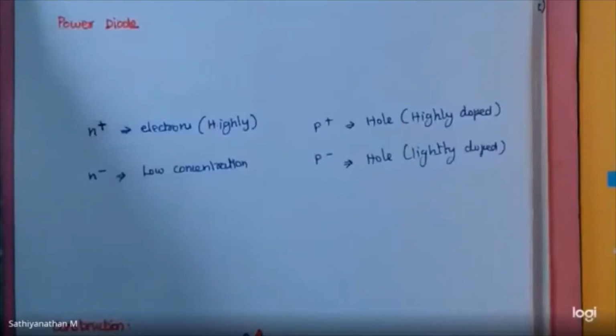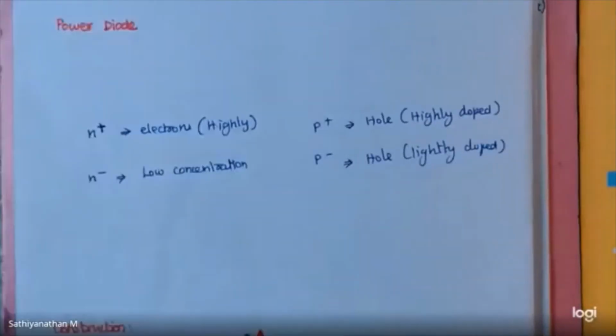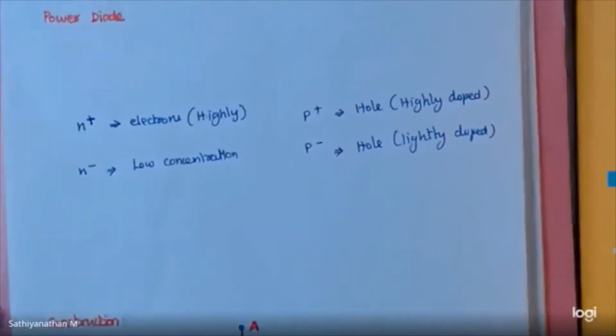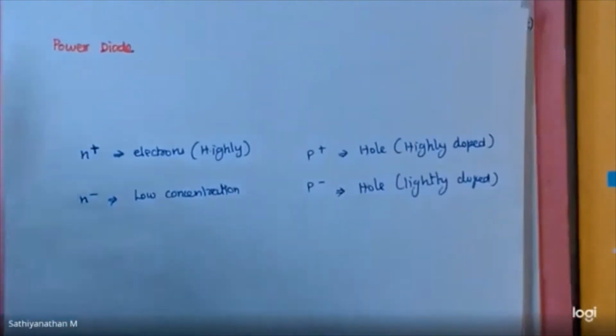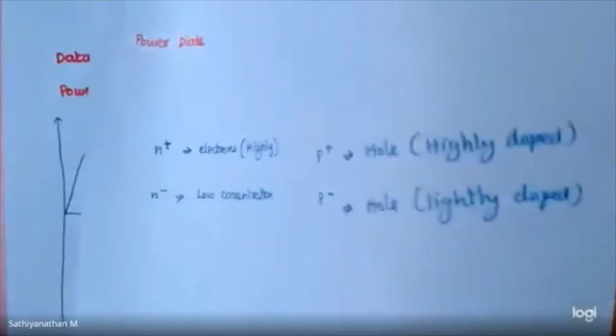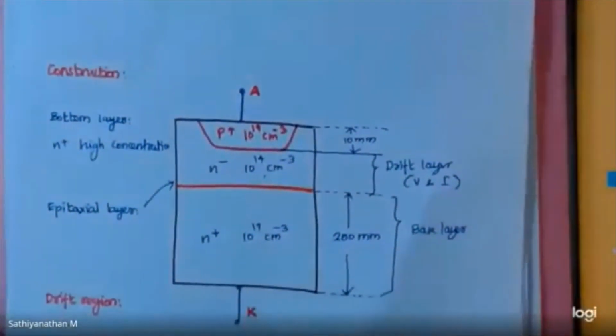Okay, so I switch over to another view. So these are the things we discussed in previous classes: the doping concentration, N plus, P plus, the structure, right?